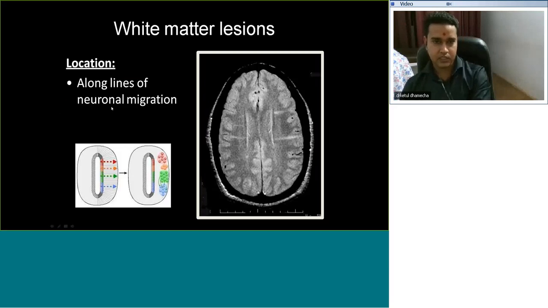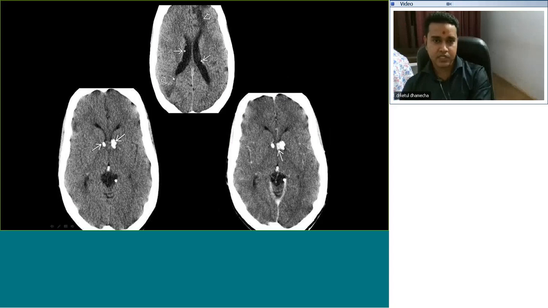This is the CT finding. Here you can see hypodense areas. This is the white matter lesion. Smaller calcified subependymal nodules. This is a large white matter abnormality. Chunky calcification within the subependymal nodules.